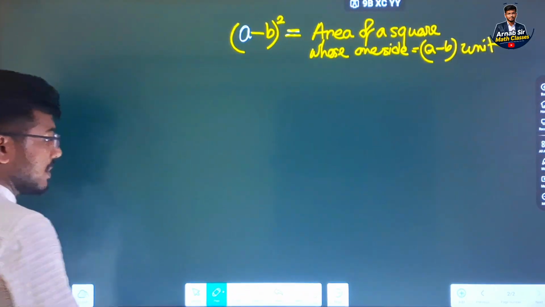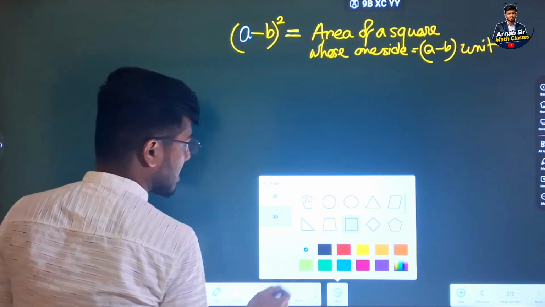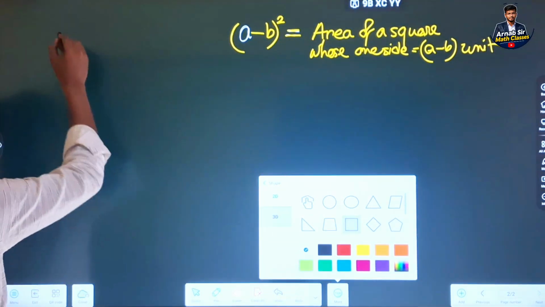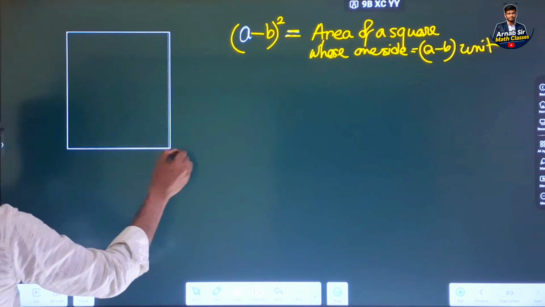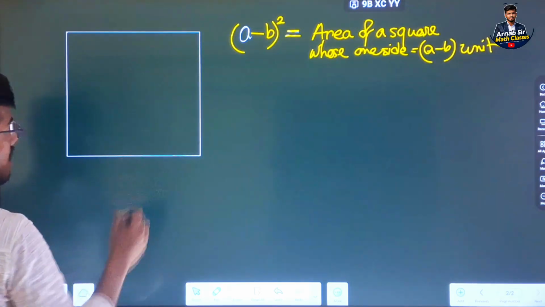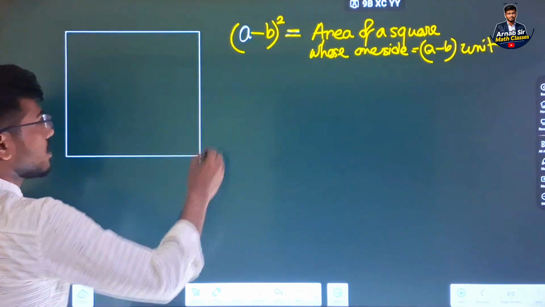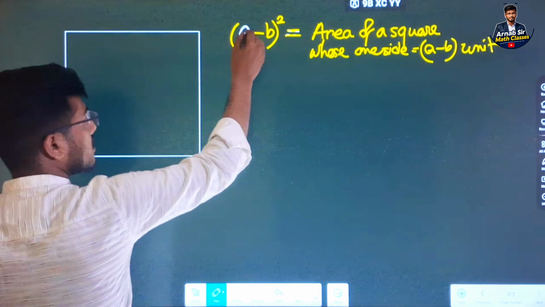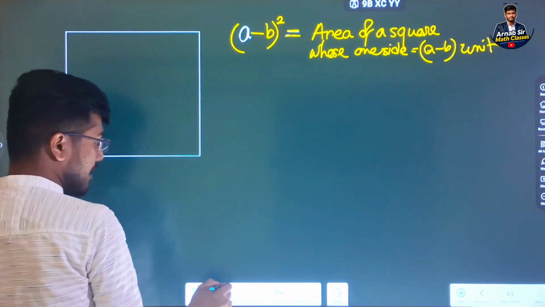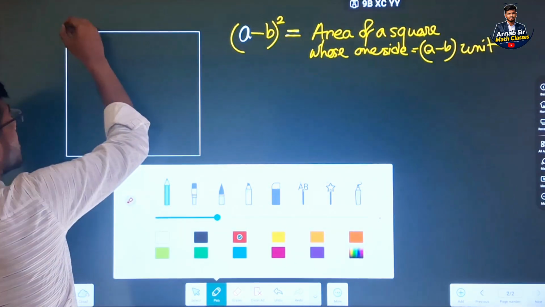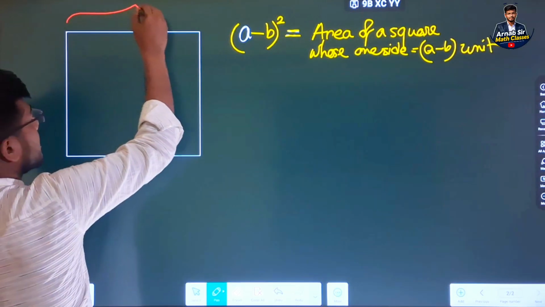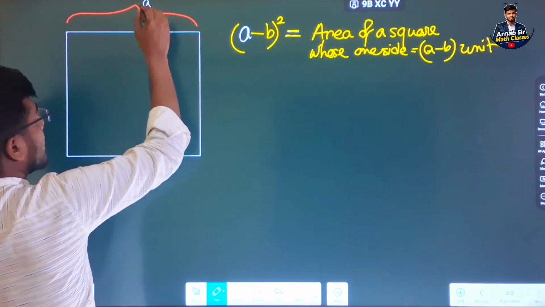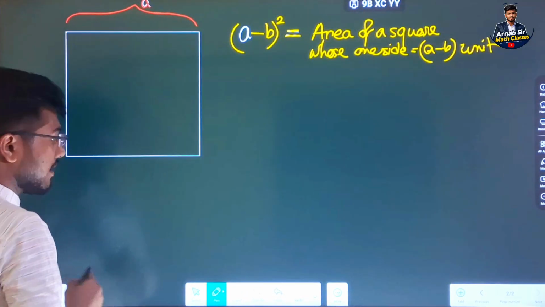Okay, so before starting the proof, at first I draw one square. Clear? Yes or no? So at first we take some length A and some length B. Suppose we take the total length, it is the A, okay?